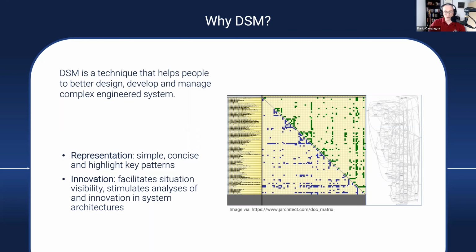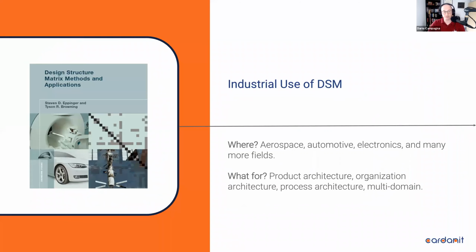In the past 30 years, DSM have been used in a lot of different fields. And in the book, Design Structure Matrices, Methods and Applications, you can find more than 40 examples of use. And this comes from fields like aerospace, automotive, electronics, and many more. And in these different fields, DSM have been used to model product architecture, organization architecture, process architecture, or a mix of domains.